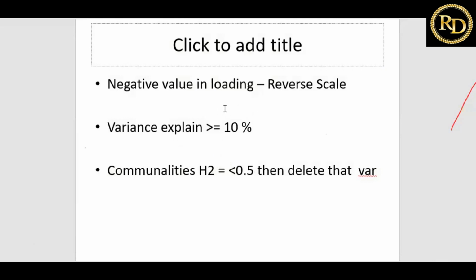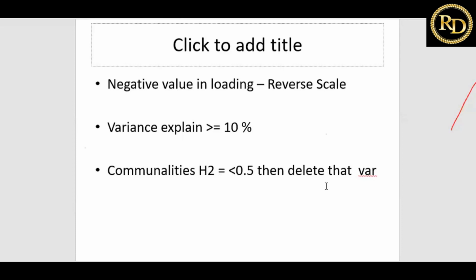So at what point do you need to consider the variance explained? If it is more than or equal to 10, that is your variance explained. And this is the communalities. Okay, so for the communalities, if it is less than 0.5, then delete the variables.